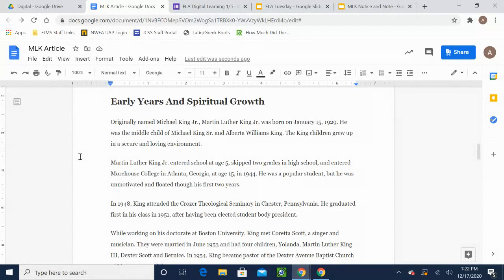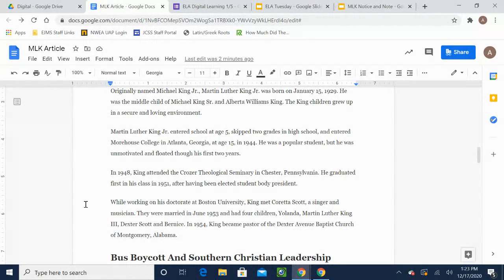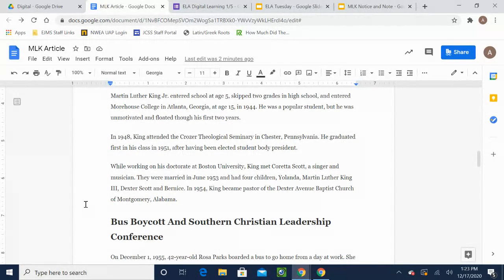Originally named Michael King Jr., Martin Luther King Jr. was born on January 15, 1929. He was the middle child of Michael King Sr. and Alberta Williams King. The King children grew up in a secure and loving environment. Martin Luther King Jr. entered school at age 5, skipped 2 grades in high school, and entered Morehouse College in Atlanta, Georgia at age 15 in 1944.